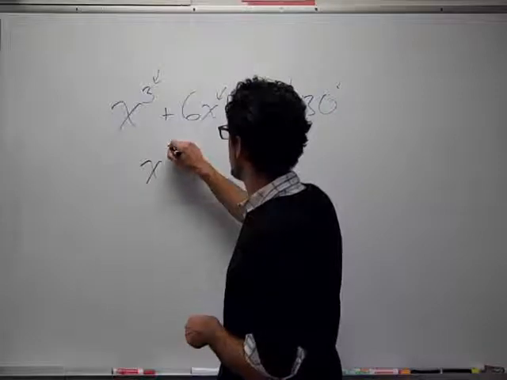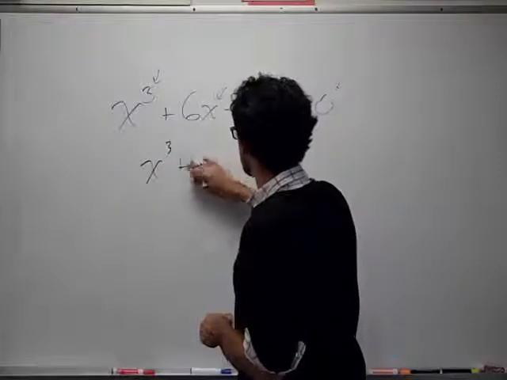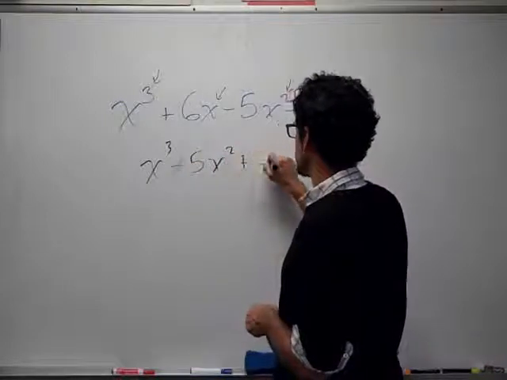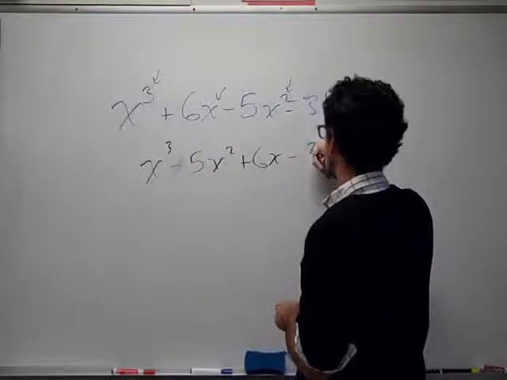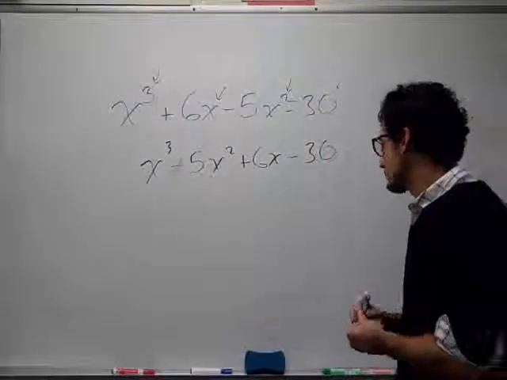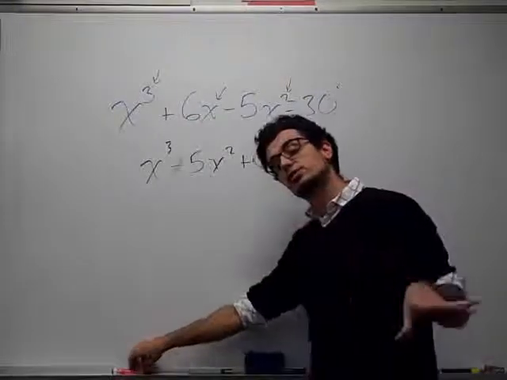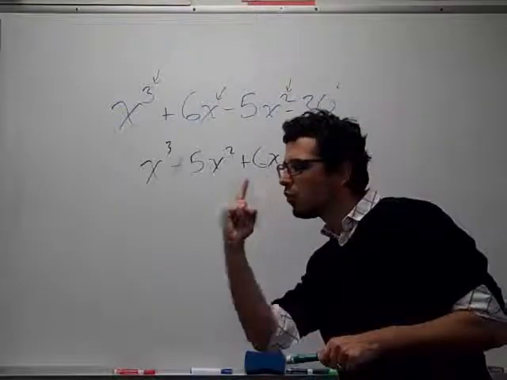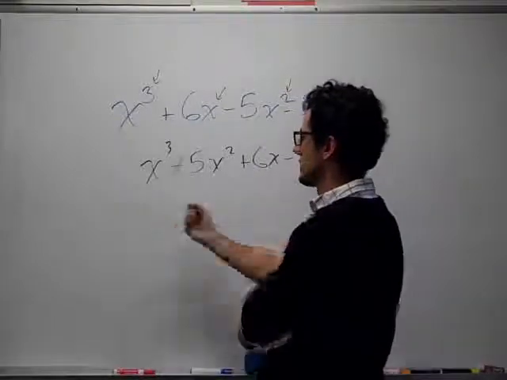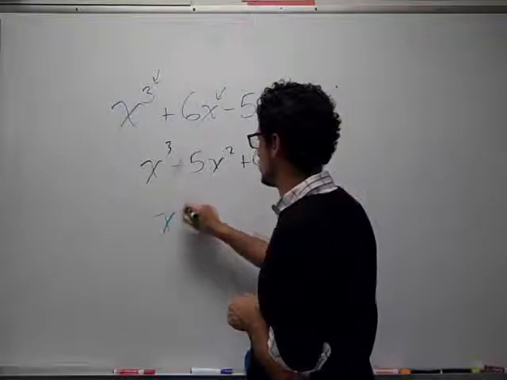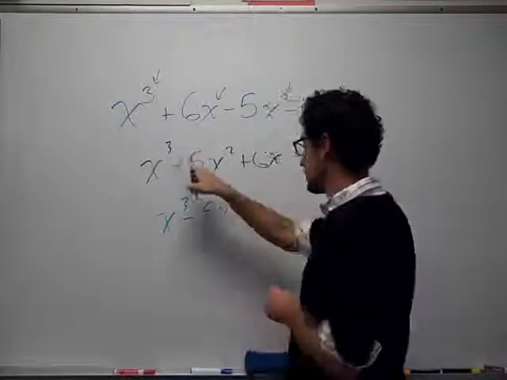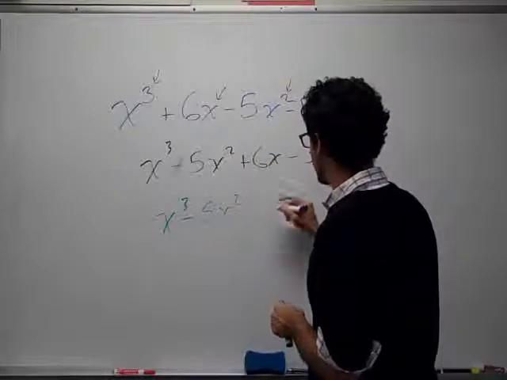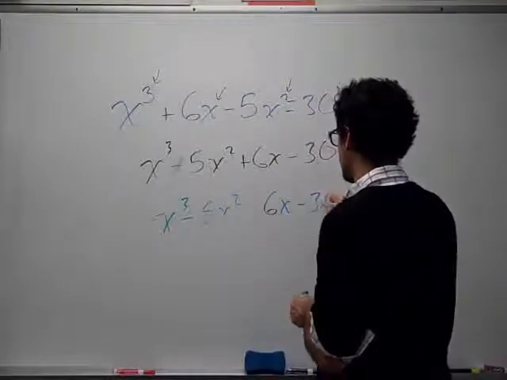So now I have x cubed minus 5x squared plus 6x, and then minus 30. I'm going to work this through. Right now, factoring this is a little tough, but what if I broke this into two separate sections? Let's say we had x cubed minus 5x squared, which is what this is, and a separate one of 6x minus 30.